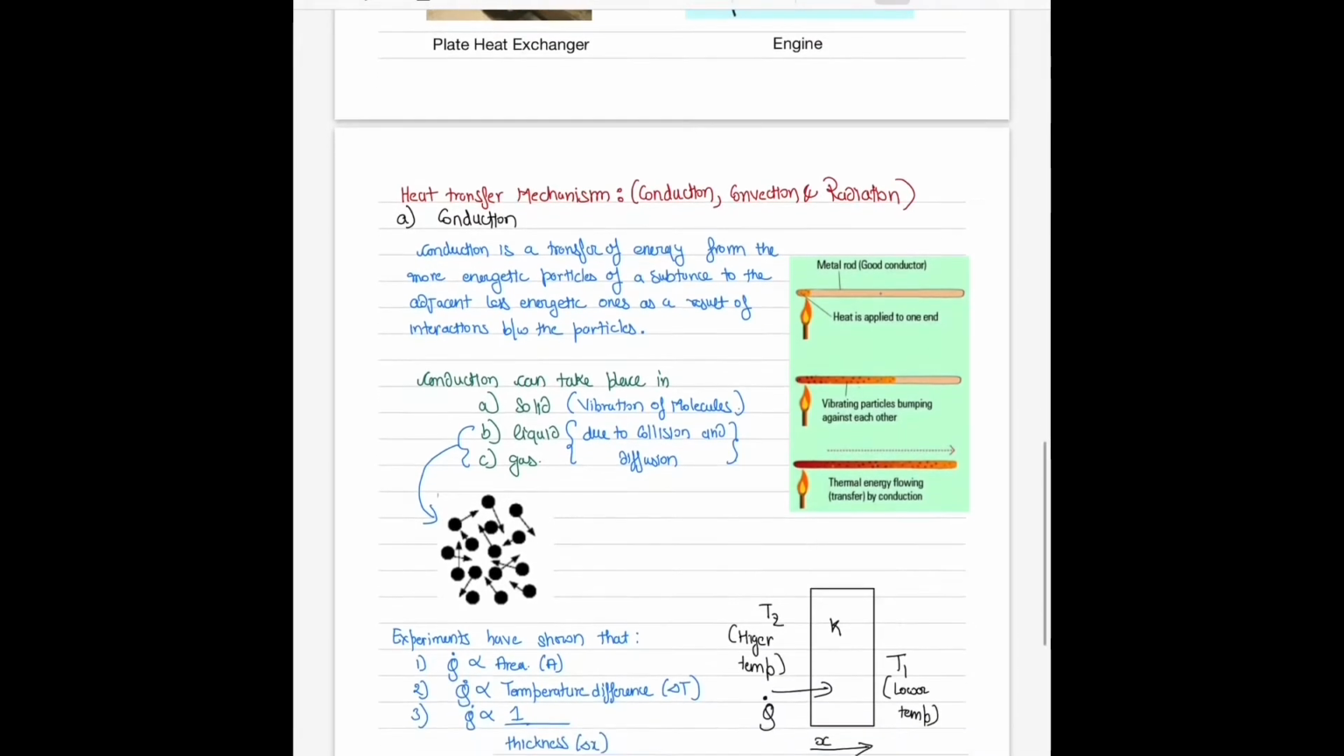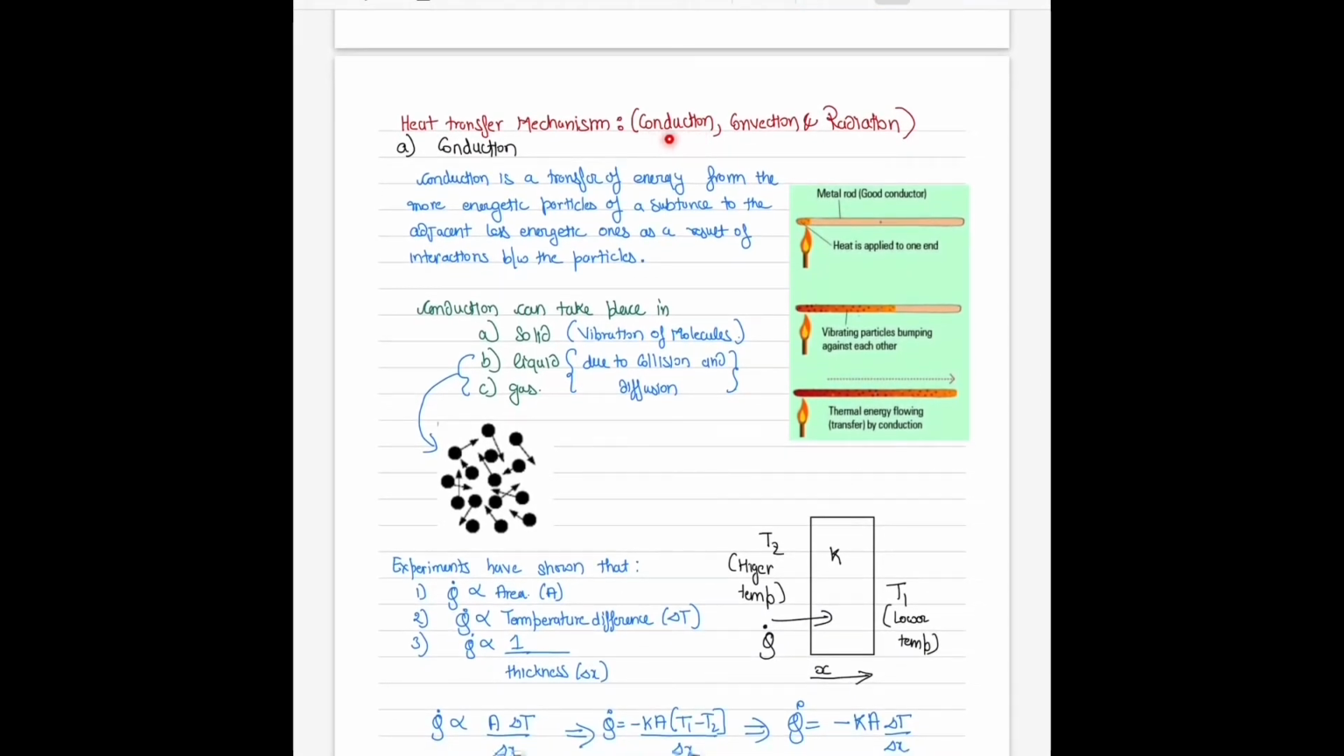Now we will discuss the different mechanisms of heat transfer, such as conduction, convection, and radiation. Let us start with conduction. Conduction is the transfer of energy from the more energetic particles of a substance to the adjacent less energetic ones as a result of interaction between the particles. Conduction can take place in solids, liquids, and gases. In solids, it is due to the vibration of molecules, whereas in liquids and gases, it is due to collisions and diffusion.